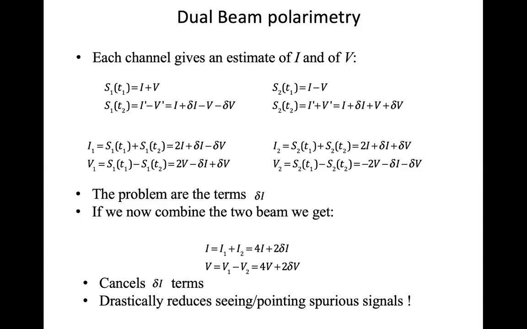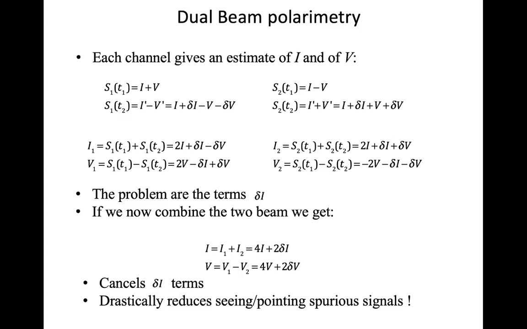So do the following. Take S1 at T1, which is this one, and S1 at T2, this one, and add them. You get twice I, delta I, V minus V goes away, and you get the minus delta. Subtract, that's what you do: when you add, you get I, when you subtract, you get V. For V, you are doing the subtraction, and that's what you get, 2 times V, minus delta I, plus delta V. What's the problem? It's this guy.